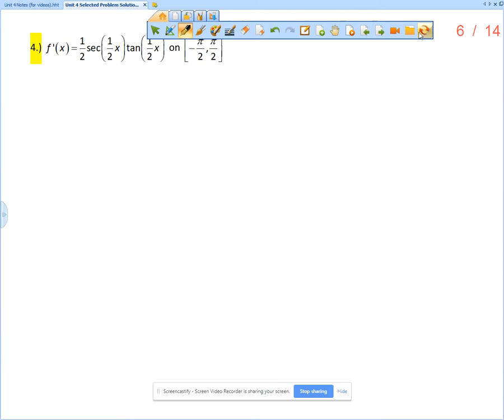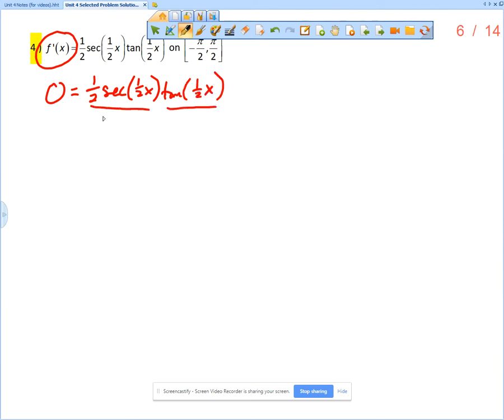First of all, we have to recognize that we are given f prime here. That means all we want to do is start by setting this thing equal to 0. So I have 1/2 secant of 1/2 x tangent of 1/2 x. We have this thing multiplied by this thing, so we're just going to set each thing equal to 0. So 1/2 secant of 1/2 x equals 0, or tangent of 1/2 x equals 0.